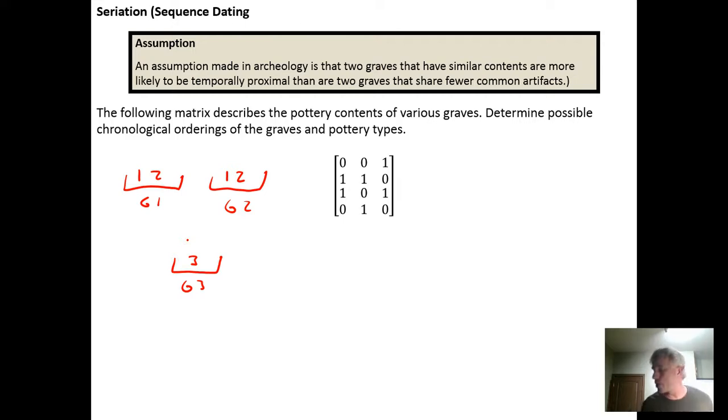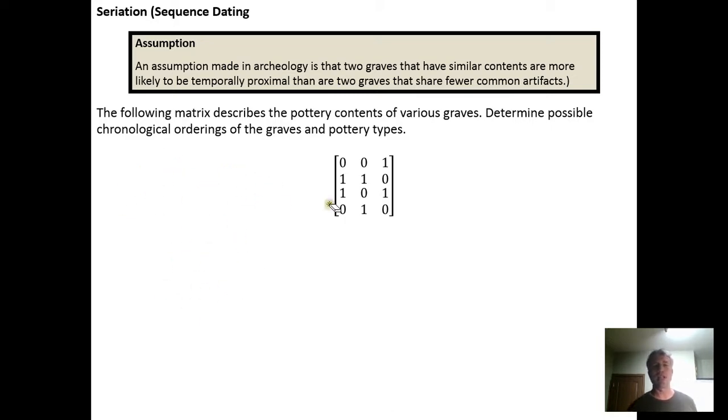styles change over time. So in sequence dating, what archaeologists do is use the numbers of shared pottery types or artifact types to try to sequence or identify the temporal sequence in which a series of graves were dug. And the way that they do it is they encode the grave and pottery or artifact information into a matrix.